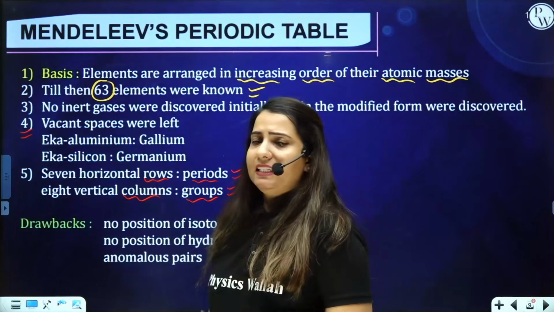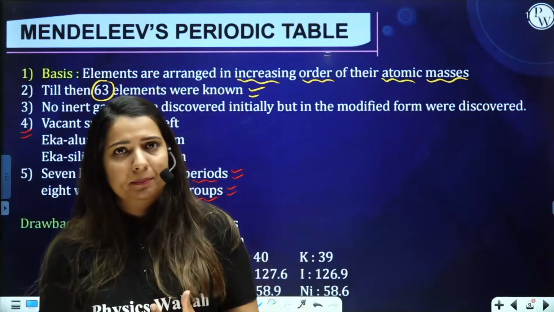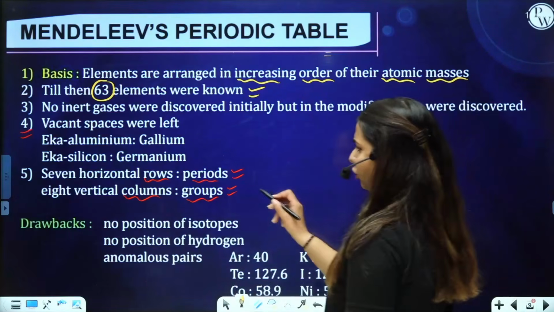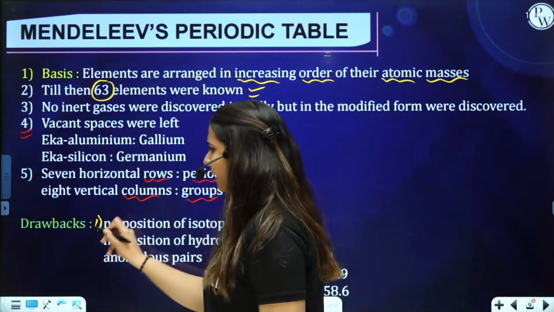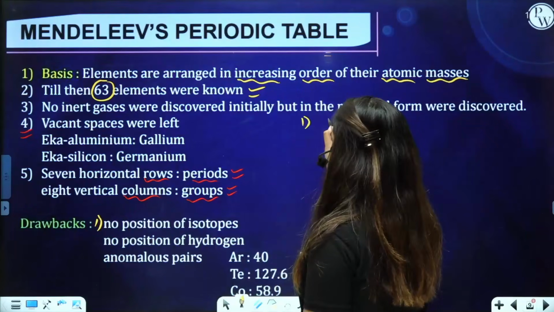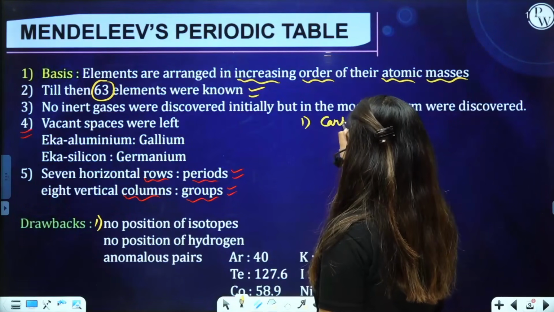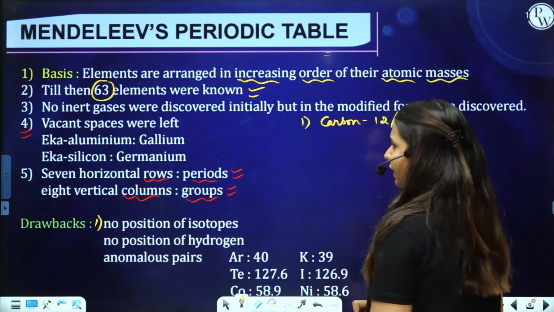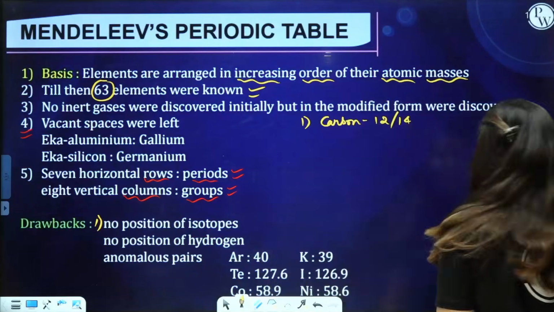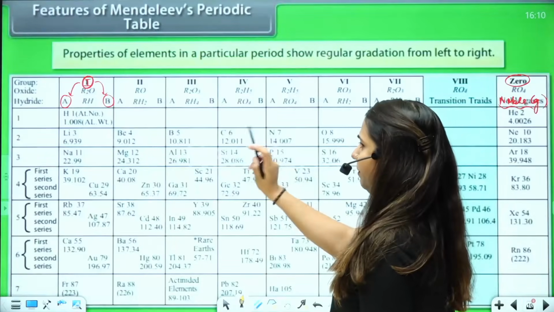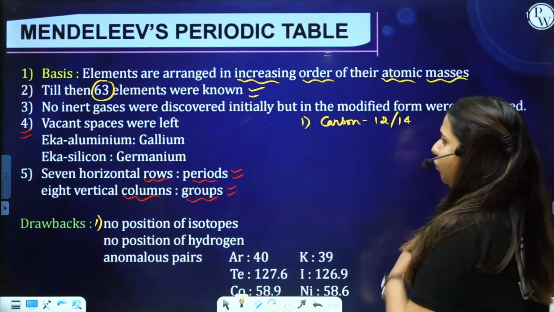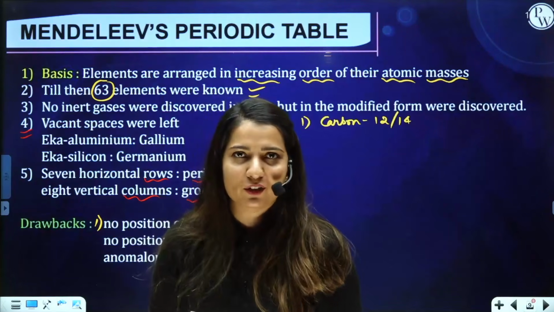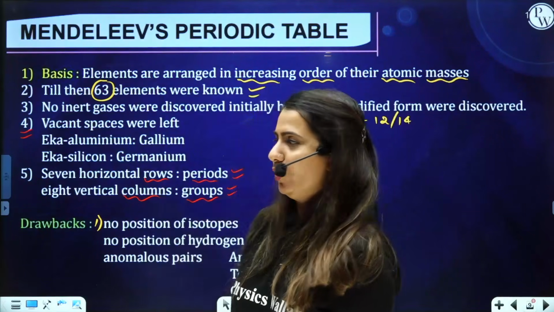See, the basis of the selection of the Mendeleev periodic table is the atomic masses. Let's say if I talk about the drawbacks, the first point is isotopes. I have carbon, and carbon has two isotopes, 12 and 14. I have placed this carbon over here, which has the atomic mass 12. What about carbon 14? Where should I place this isotope? I don't have any place for the isotope. So this was the limitation of Mendeleev's periodic table.